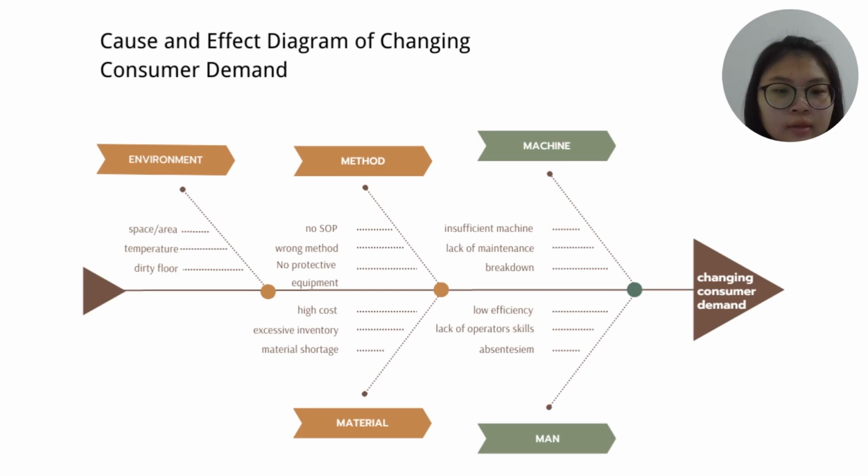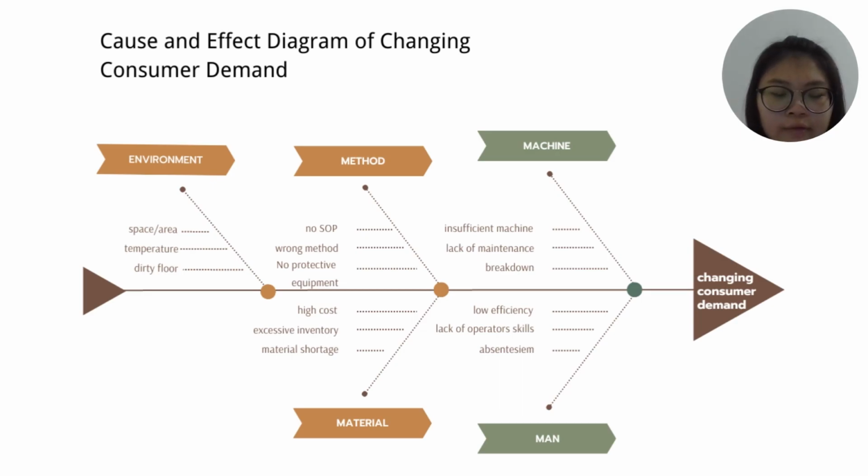For the environment categories, the activity of workers in the area, the temperature in the workplace, and the floor. From the view of the method, lack of SOP, the workers use the wrong method being implemented in the process, and the workers having no protective equipment also has a significant impact on changing customer demand. For the machine categories, changing customer demand is often due to lack of maintenance, machine breakdown, and insufficient machines.